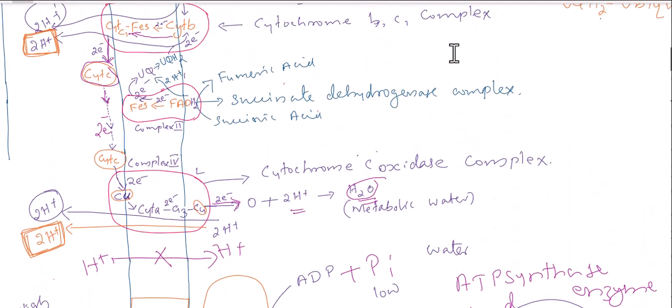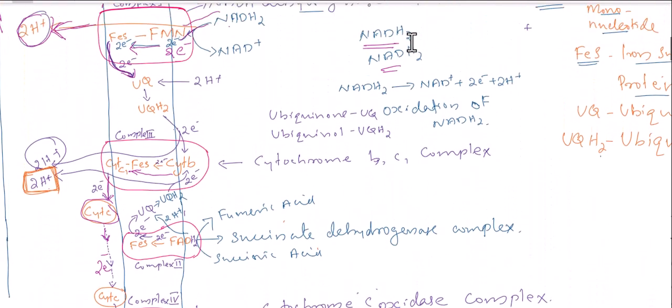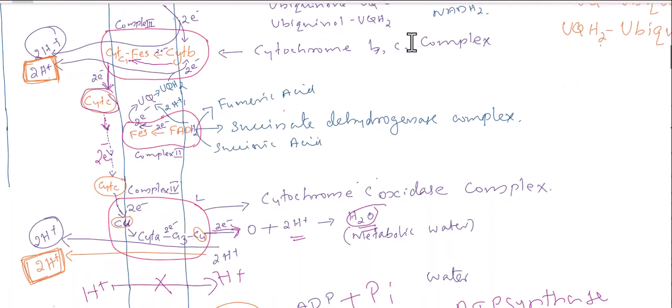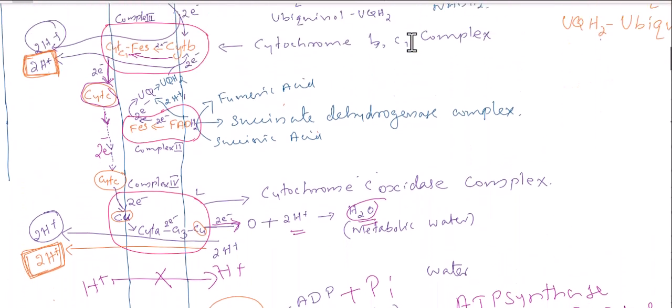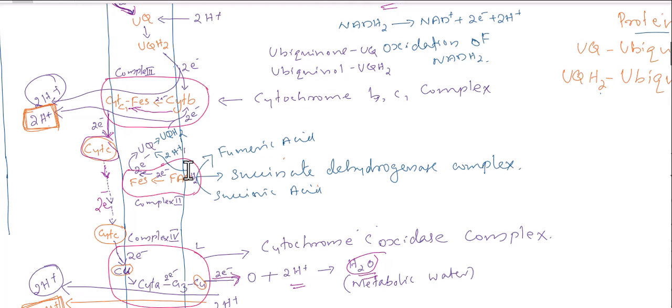Till now we discussed only complexes 1, 3, 4 and 5. Complex 2 is also there. What is the role of complex 2? Complex 2 I mentioned here. This is complex 2. Complex 2 is the succinate dehydrogenase complex.